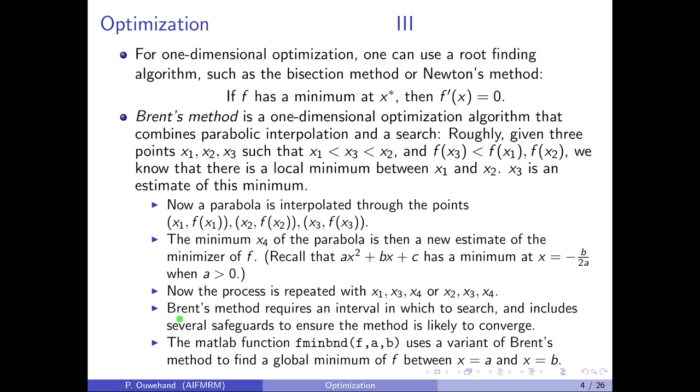Brent's method requires an interval AB in which to search and includes several safeguards to ensure that the method is likely to converge. Whenever you use an iterative method to find a minimum, convergence is an issue. It's always possible that the method diverges or just repeats itself, in other words, loops over and over. In MATLAB, the function fminbound uses a variant of Brent's method to find a global minimum of f between x equals a and x equals b.